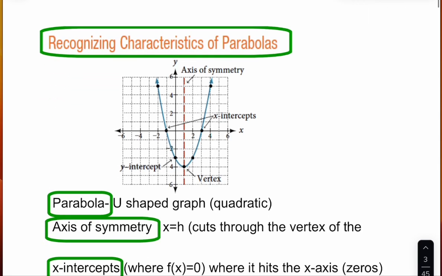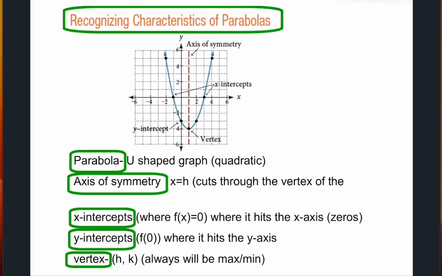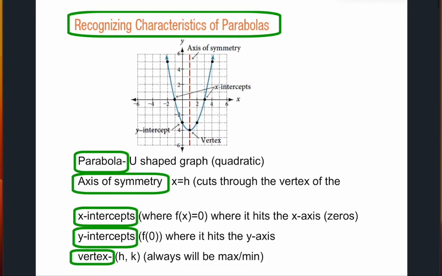You will see a lot of these things kind of keep building upon themselves. So let's talk about and review the characteristics of a parabola. So remember, a parabola is also called a quadratic. It is that U-shaped graph. We didn't talk a whole lot about it, but there is an axis of symmetry straight through the vertex that we could always fold a parabola around.